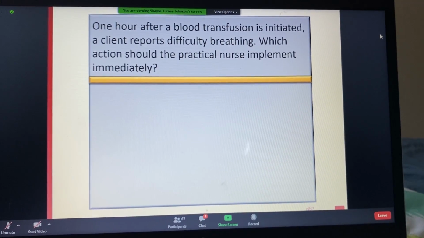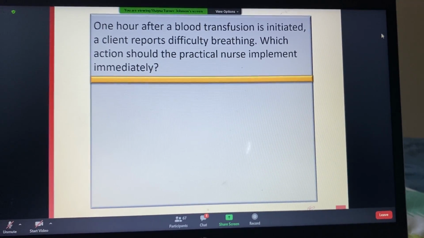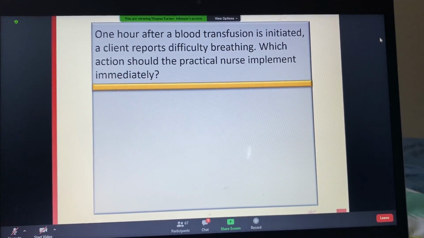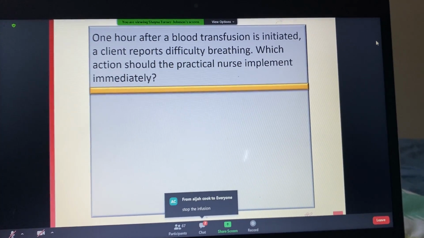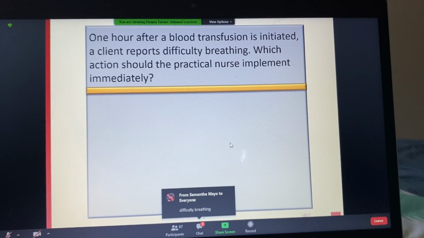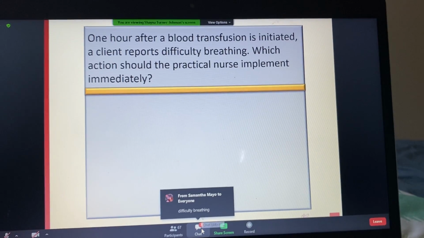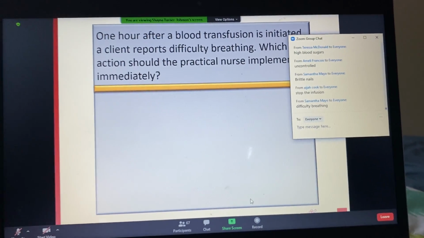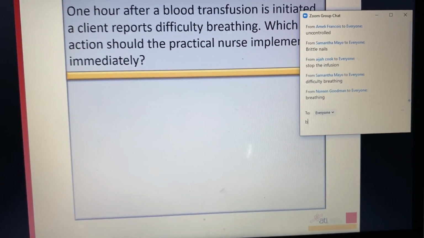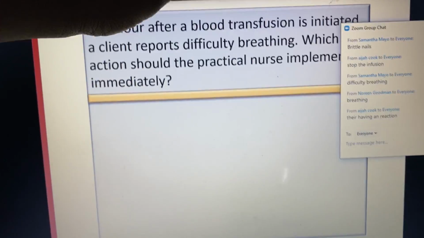All right, so we have an adult client. Tell me in the chat, what is the issue? Not what it says in the question. Think about what it's telling you in the question. What is the issue? Not what we're going to do. We're not there yet. What is the issue? What is causing the difficulty breathing? I know that's what it says. It says they're having difficulty breathing. What is causing it?